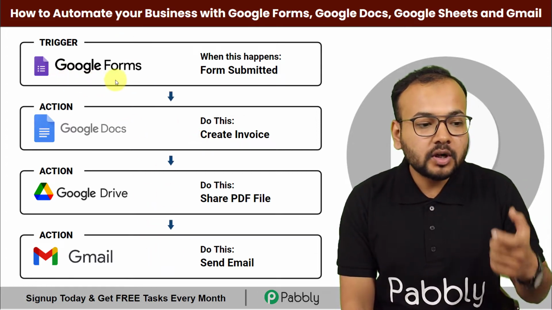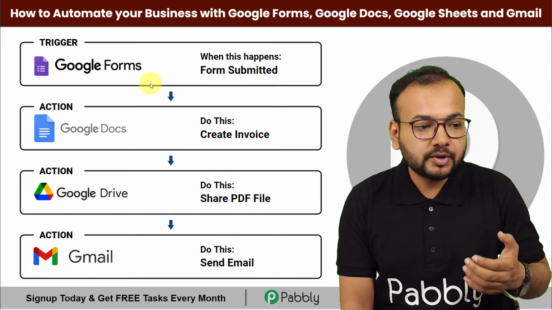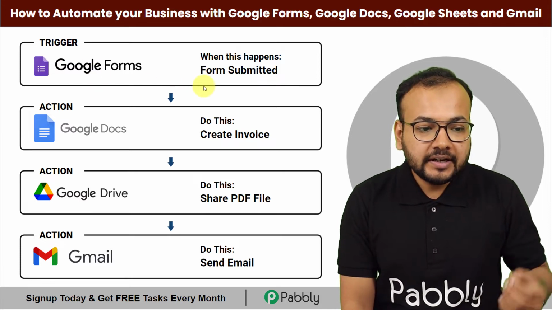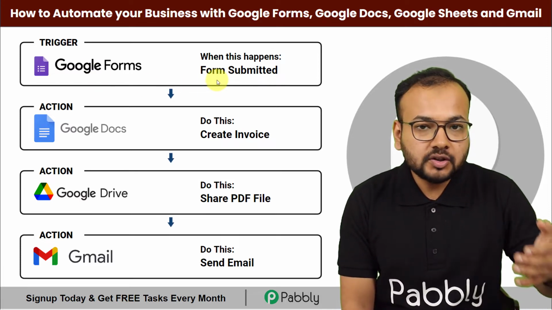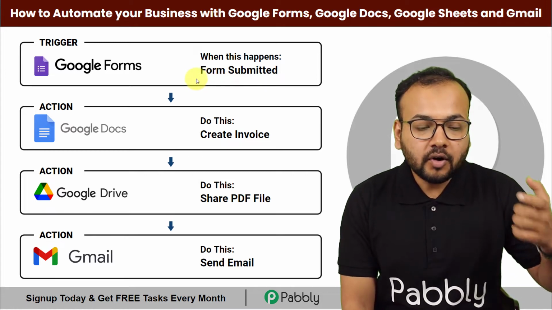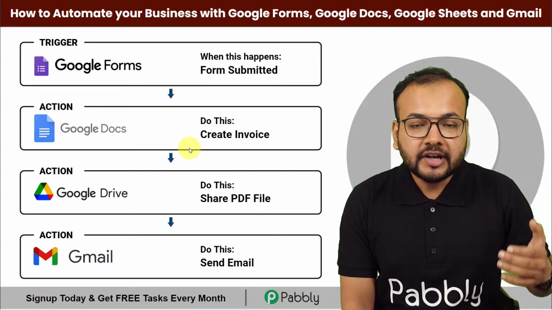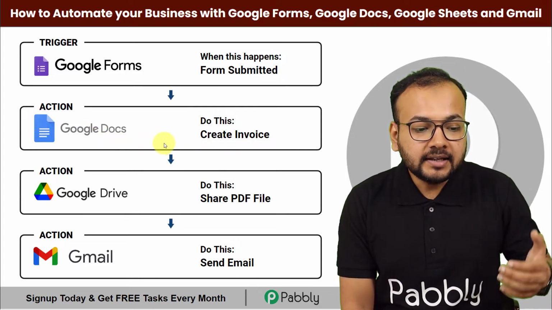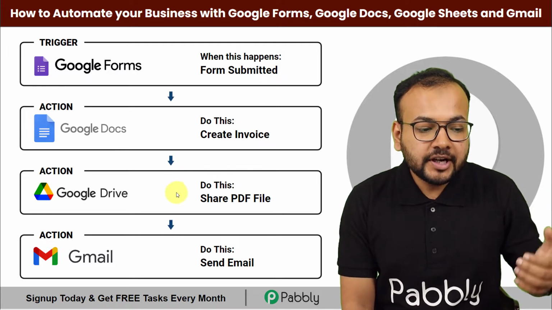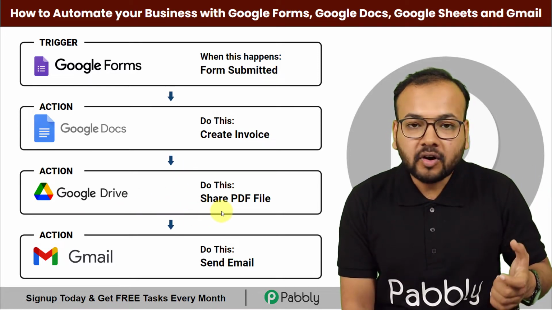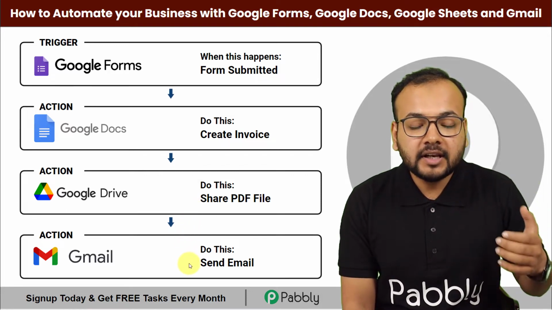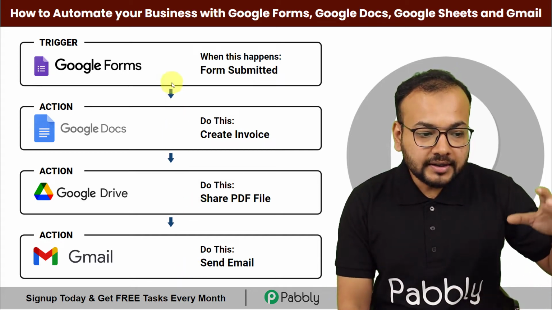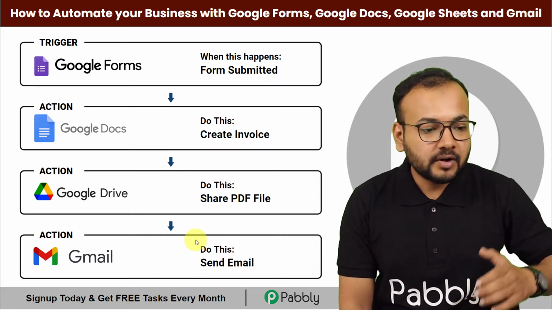Here we are using Google Forms to take orders from your customers. So we are connecting Google Forms as our trigger application, and the trigger event is the form submission. As and when you receive the order from Google Form, the action towards that trigger event would be to create an invoice in Google Docs application, and then the same invoice will be shared from your Google Drive in PDF format, and a confirmation email will be delivered along with the payment link to your customer automatically. So all this is going to happen automatically with the help of our automation.